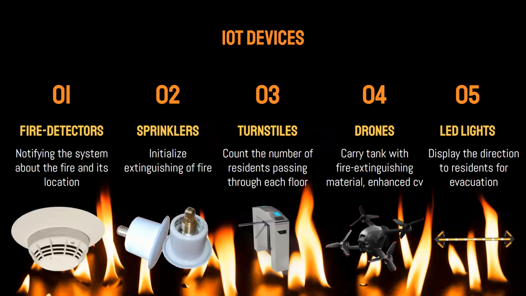Now let's talk about the IoT devices that we use. So our Smart Fire Handler includes 5 IoT devices. We have the fire detectors, which notify the system about the fire and its location. The second, we have the sprinklers that can initialize the extinguishing of the fire. Then we have the turnstiles that can count the number of residents passing through each floor. Also, we have the drones, as previously mentioned, that will carry a tank with fire extinguishing material, having enhanced computer vision. And lastly, we have the LED lights that can display the direction to residents for evacuation.